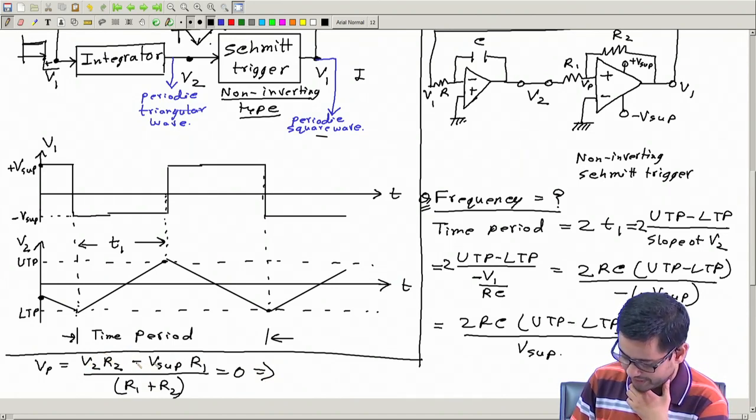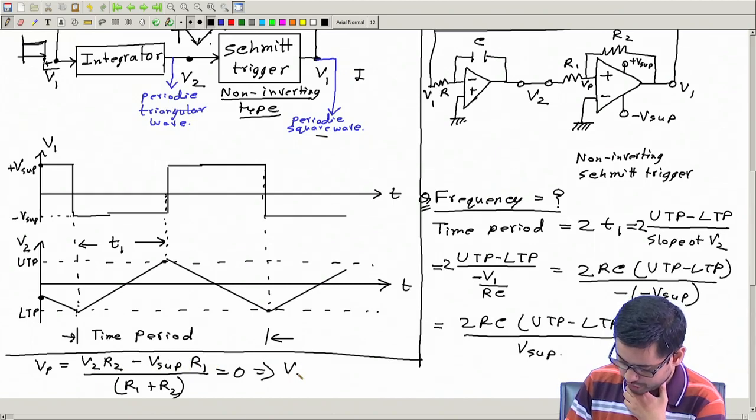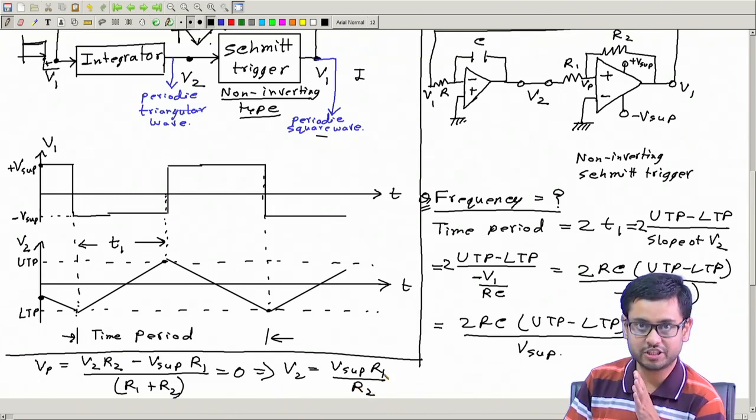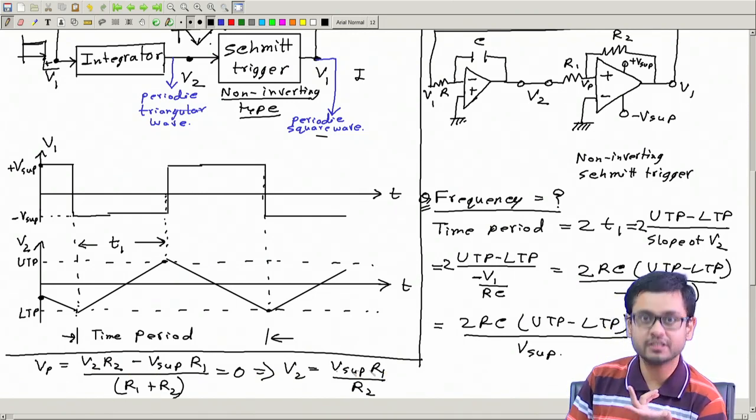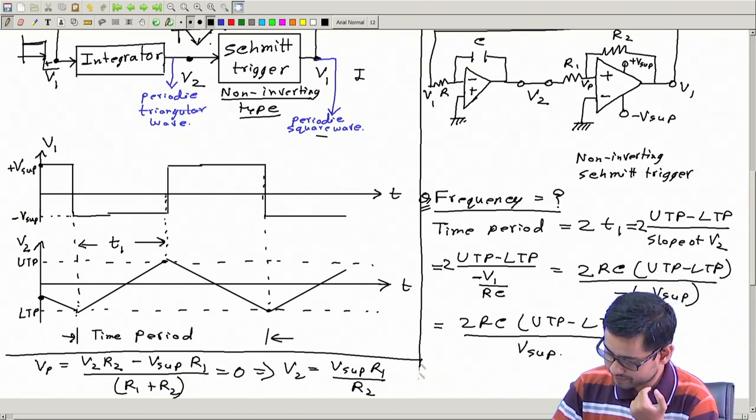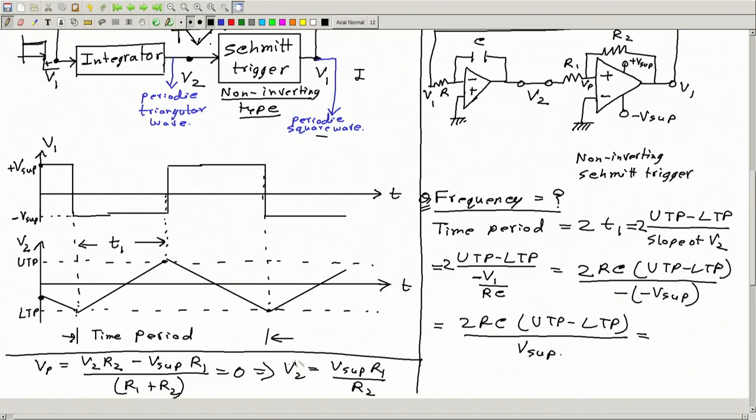So the numerator should be 0. So V2 required should be V supply R1 by R2. This is a very short, quick derivation. I didn't write a lot of things because we did it before. If you forget, like I forgot, this is how you can do it. So now let's put the value. This is the value of the upper trigger point.